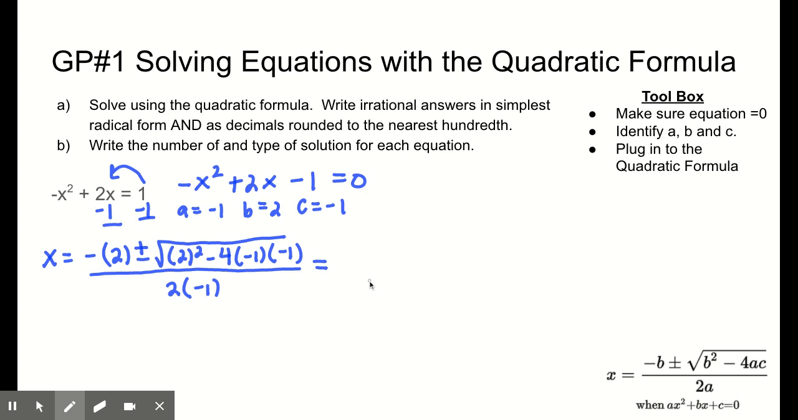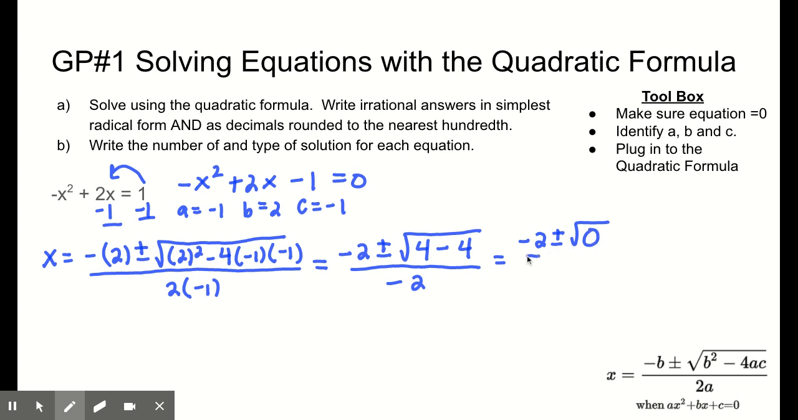From there, we need to go ahead and simplify. Negative 2 plus or minus. Inside the radical, we have 2 squared, which is 4. Then we have negative 4 times negative 1, which is a positive 4, times another negative 1 ends up giving us a negative 4, divided by 2 times negative 1 is negative 2. From there, we simplify. We have negative 2 plus or minus. Inside the radical, 4 minus 4 gives us 0, divided by negative 2.